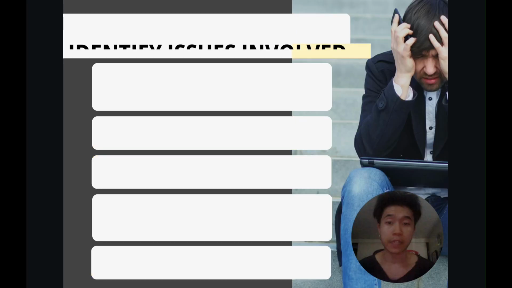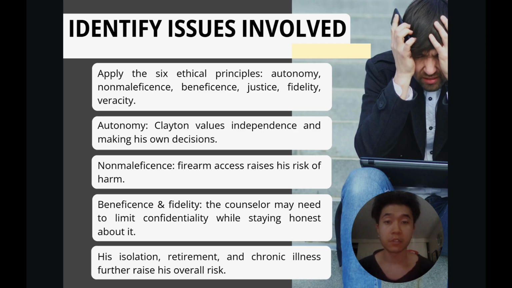Step two would be to identify the potential issues involved. Clayton values independence and his ability to make his own decisions, which would be autonomy. His access to a firearm increases the risk of self harm if no action is taken. That is nonmaleficence. As a counselor, you may need to see what is best for his interest, even if that means limiting confidentiality, which is beneficence.